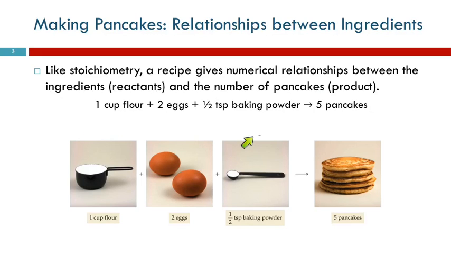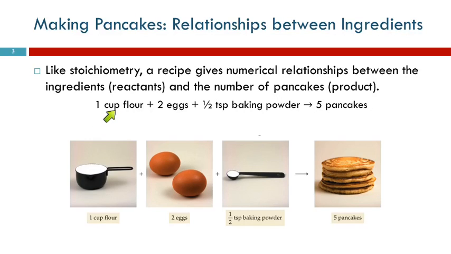So here's a very simple recipe. Don't try this at home because it's not going to make successful pancakes, but it's good enough for what we're talking about here. 1 cup of flour, 2 eggs, and half a teaspoon of baking powder to make 5 pancakes. And here we have it in pictures, okay? We all grasp what that means.